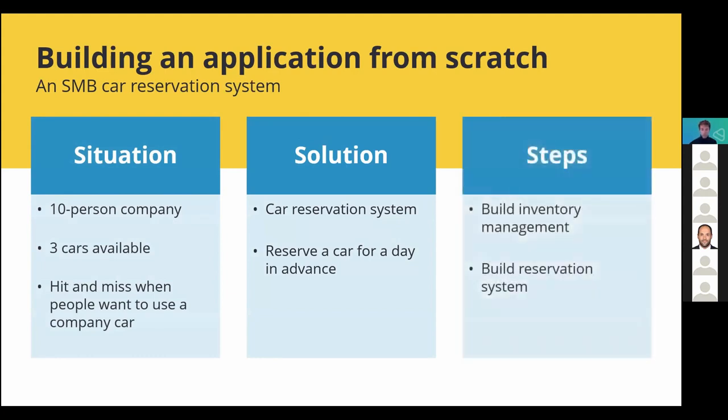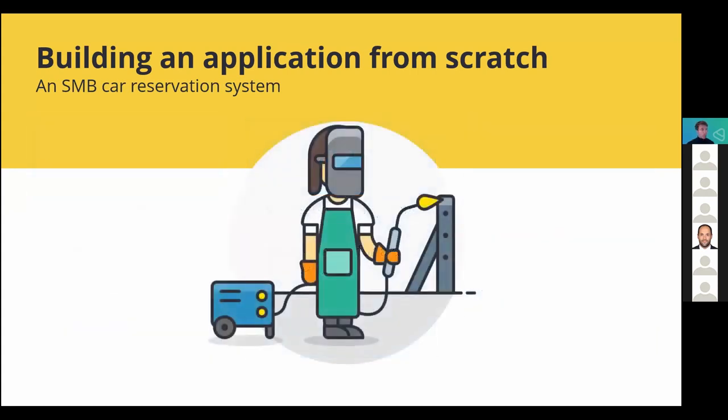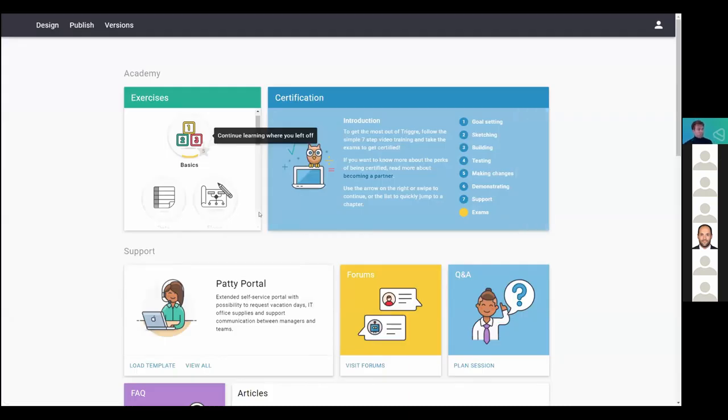And the steps that we'll take to make this are that we'll first build the inventory management, and then we will make the reservation feature. And we're going to do that from scratch. So let's get cracking. Let me switch to my browser. There we go. This is the Triggre Designer. So this is the screen that you would see when you go into our designer.